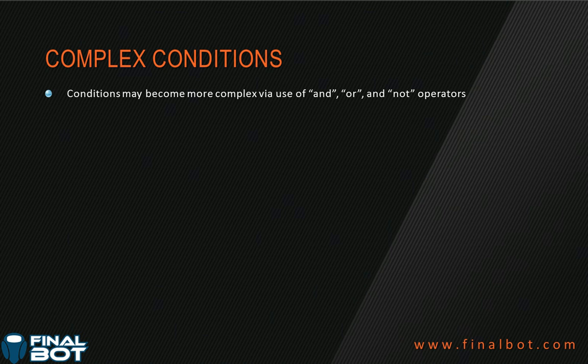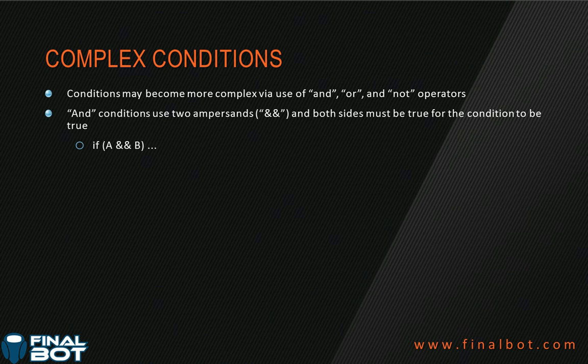Sometimes it's important to be able to provide more complex conditions, and that's where some of the neat operators like and, or, and not are very valuable. The and condition compares two sides of a clause using a double ampersand, and if both sides are true, then the statement itself is true. So in this example, if A and B are true, the code will execute. However, if either of them are not true, then the entire condition is evaluated to false.